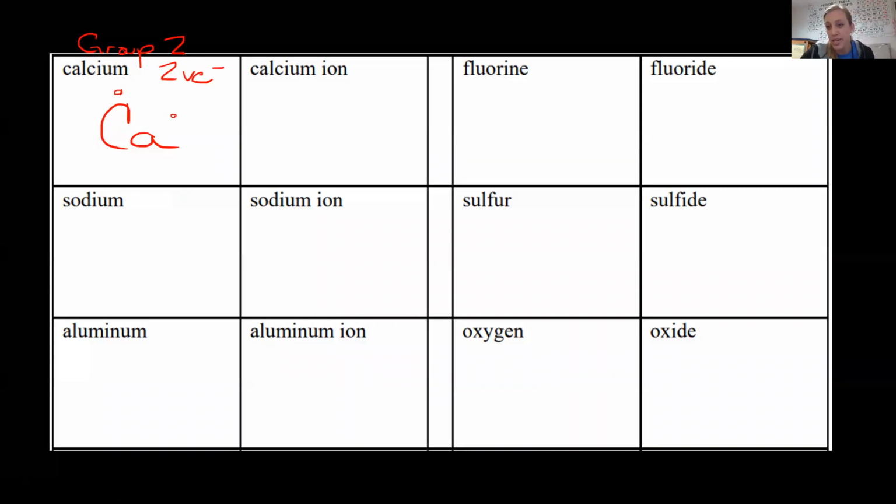Awesome. Now here's the tricky part. Sonali, what happens when calcium forms the calcium ion? What is physically happening to the atom?